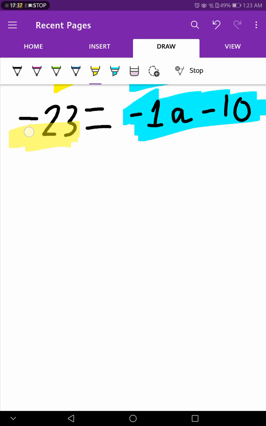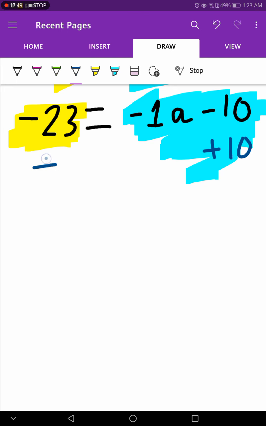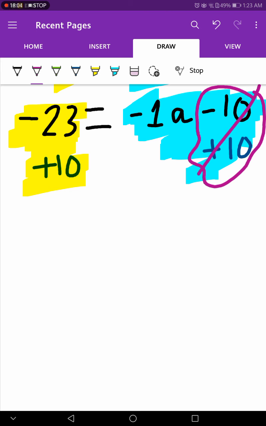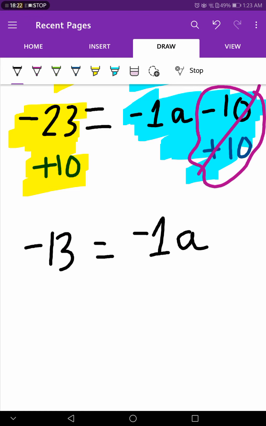Okay, now we come back to solving the equation in 2 steps. What do you have to do here? Yes, plus 10 here and plus 10 here as well, in the same color. I eliminate the negative 10 here by adding 10, so I cancel them, and I keep the negative 1a, equal to negative 23 plus 10. As you know, it is negative 13. If you use the grocery or another strategy, you will figure out it is negative 13.